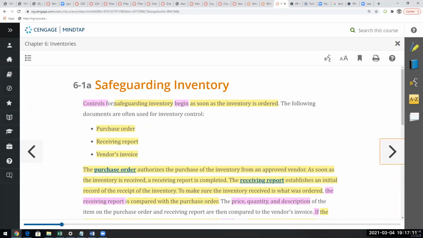The first page says, control for safeguarding inventory begins at the very, very beginning, as soon as you order it. Because I can't just decide I need new computers for my classroom and order them. That doesn't work that way. I have to fill out a purchase requisition that my principal signs, and then he ships that if they agree, and I have money. I mean, I raised money, and I did that for years.